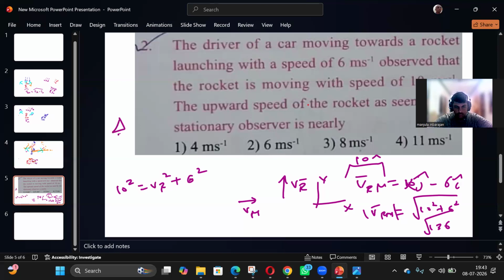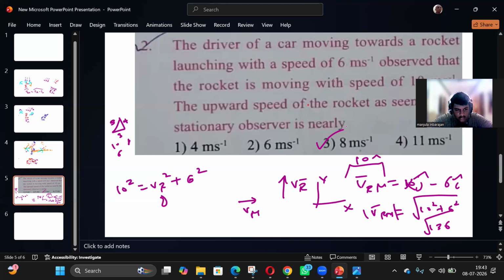See, 3, 4, 5 is a right angle triangle, no? Okay, magnify this 2 times. It will be 6, 8, 10. So it's 10 and 6, so the other one is 8. 8 is the correct answer. So you remember this result. 3, 4, 5 is a right angle triangle. 100 minus 36 is 64, 8 meters per second.